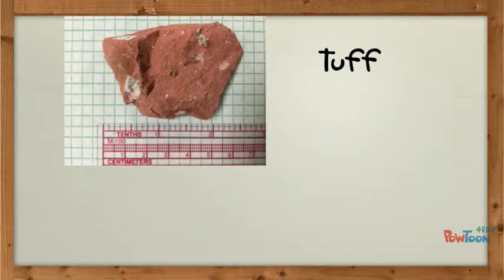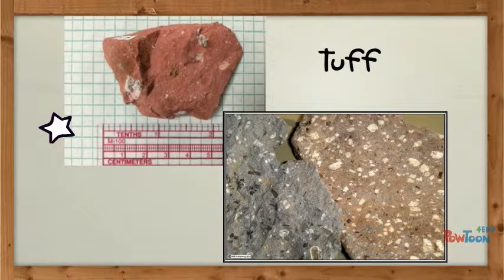Tuff is an igneous rock formed from the products of a pyroclastic volcanic eruption. The tuff distributed through the Owyhee Volcanics formed 10.3 to 12.7 million years ago.